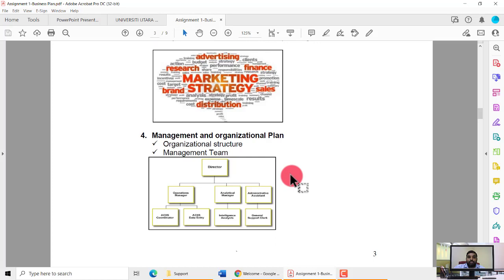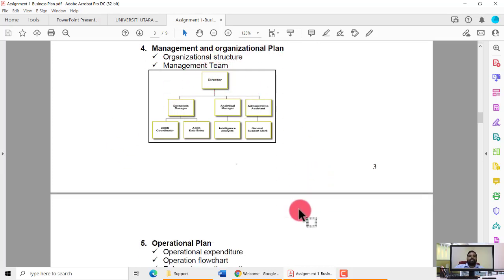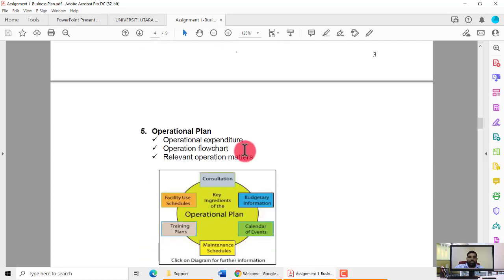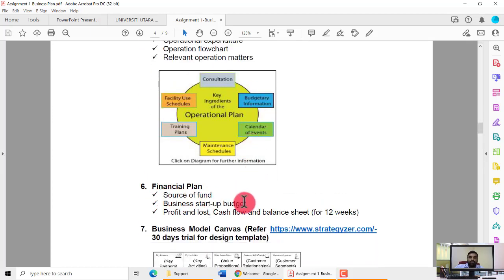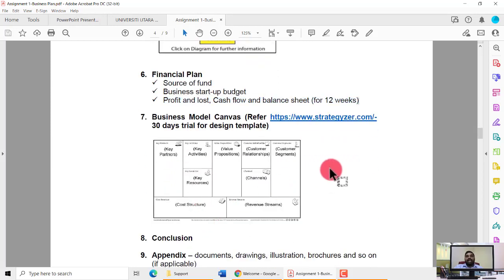And management and organizational plan, you can plan for it, and the organizational plan and financial plan you have to do. Your financial plan is only for the 12 weeks, not for one year, only for 12 weeks. Remember. And you have to do a business model canvas.